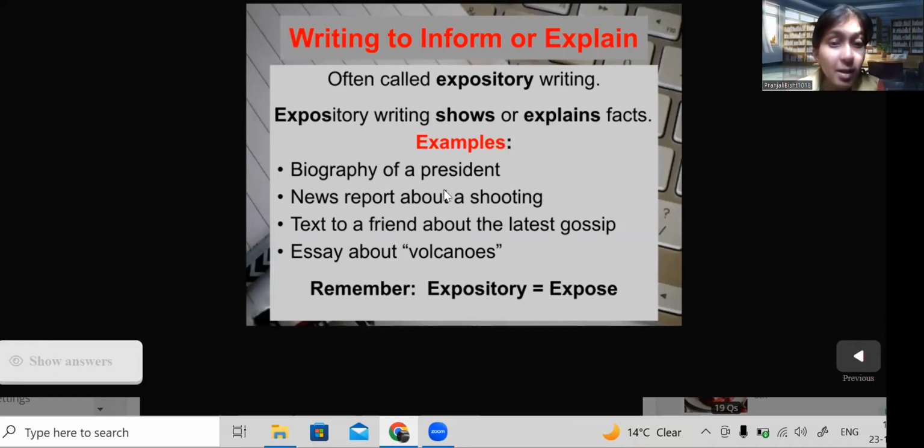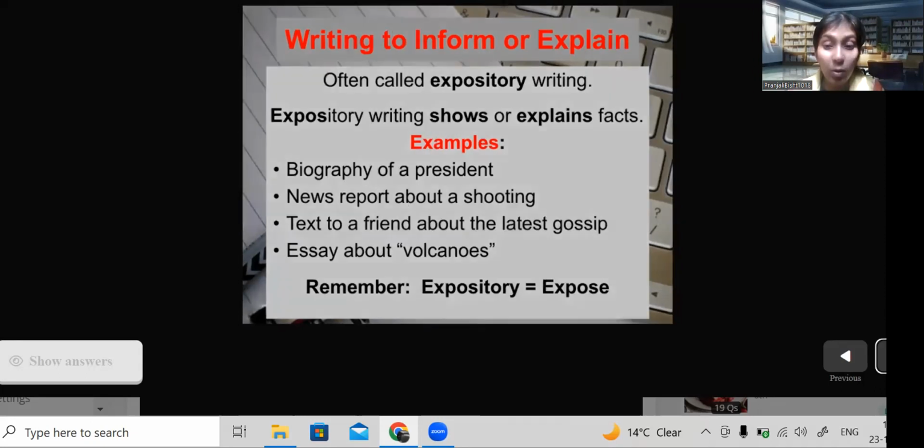Now the examples are a biography of a president, a news report about a shooting, a text to a friend about the latest gossip, an essay about volcanoes. Now remember, expository is equal to expose. We are explaining things, right? By expository, we can guess the meaning. It is explaining some facts. So the author is explaining facts to us.